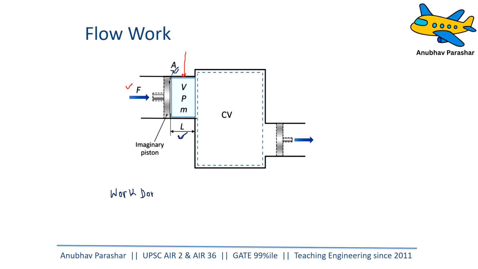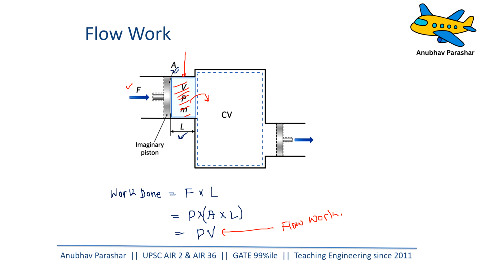What is the work done on the fluid? Work done can be represented as force multiplied by displacement, which is L. Now force is equal to pressure into area, so it becomes PAL. If we combine the area and the length term, it is nothing else but PV. So the work done can also be written as PV, and this is known as the flow work. This is the amount of work that was required to be done on this fluid element for it to flow inside the control volume. And this amount of work stays with the fluid element, and it moves with the fluid element.